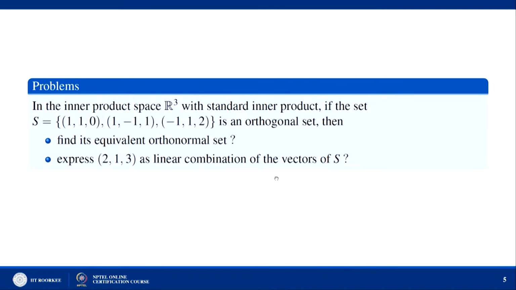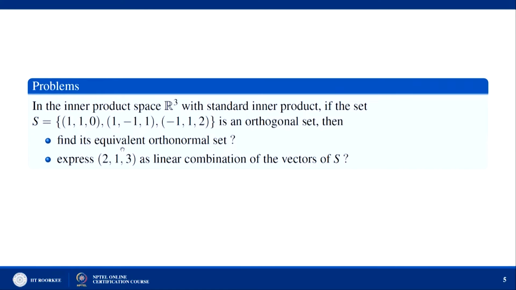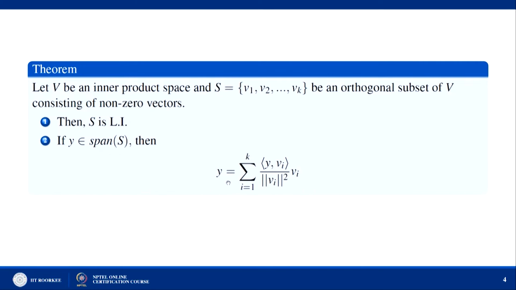So here you can see that because this is an orthogonal set and all vectors are linearly independent, this will be a basis of R3. Any three linearly independent vectors of R3 will be a basis of R3. So this is a basis of R3, meaning this (2, 1, 3) belongs to the span of these three vectors v1, v2 and v3. And since (2, 1, 3) belongs to the span of these three vectors, we can use the previous result here, and this y we can write like this.